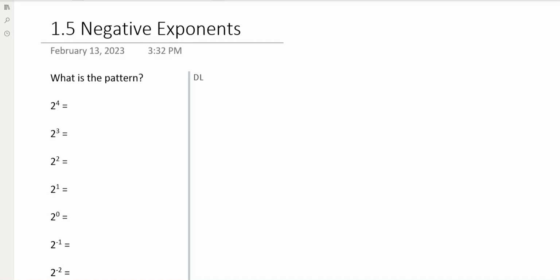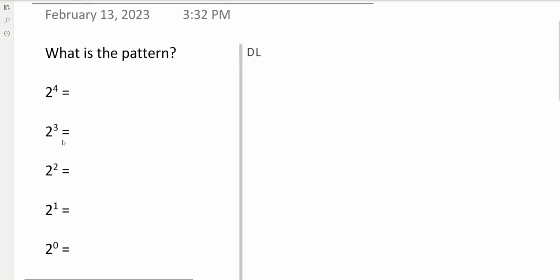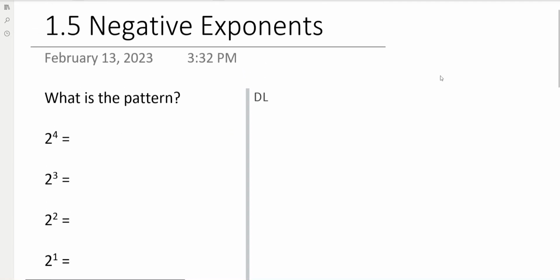So we're just going to start off with some basic questions here. And basically, what is the pattern? So what's going on here?